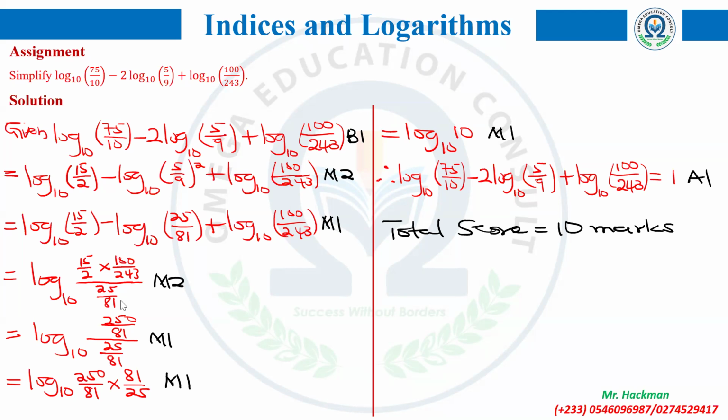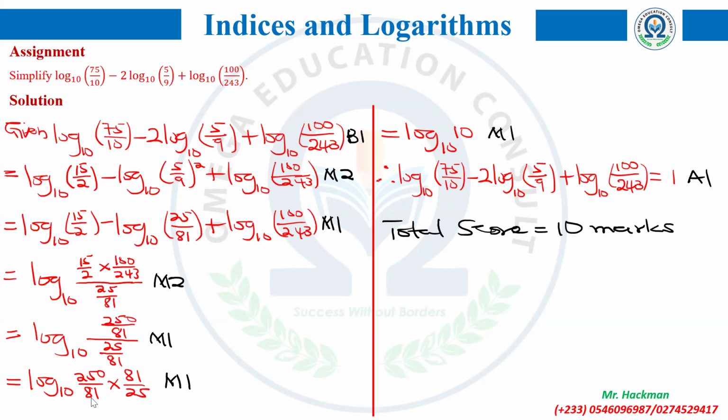So now you know that you can change this division bar to the division symbol. You are going to get 250 over 81 divided by 25 over 81. But you are matured. You know that the division symbol, you can change it to multiplication and invert. If you did that as a step, it will not attract any marks because you can do it mentally. Then you change the division to multiplication and you invert, and that's what I have here. After that, you come and simplify this one as well. I said you can use your calculator to simplify only this without the log to the base 10, and that will give you 10.